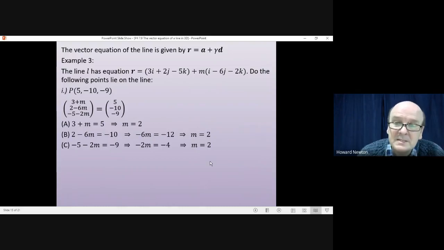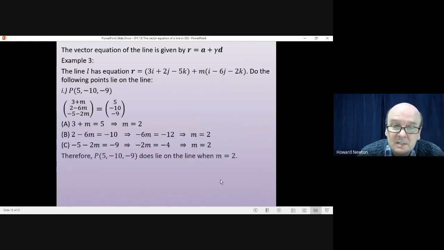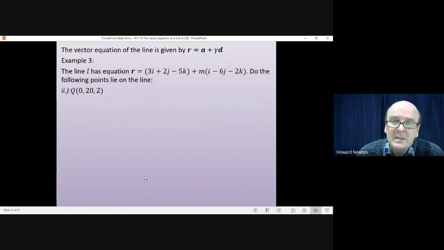Now what that means is, if I was to substitute m = 2 into the equation of the line, I would get this point for the answer. Therefore, the point P, (5, -10, -9), does lie on the line when m is equal to 2. The second point we're asked to look at is (0, 2, 2), and we'll do the same thing.